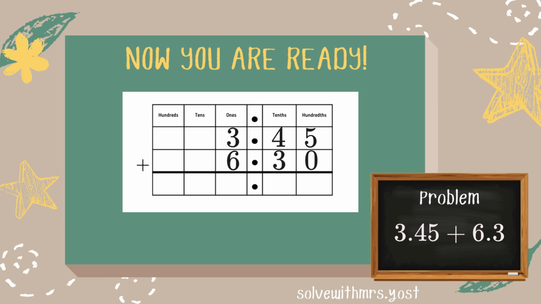Now you're ready to add. Always start with your smallest place value, which is all the way to the right. 5 hundredths plus 0 hundredths is 5 hundredths. 4 tenths plus 3 tenths is 7 tenths. 3 ones plus 6 ones is 9 ones, making your sum 9 and 75 hundredths.